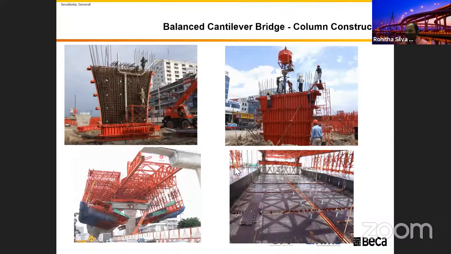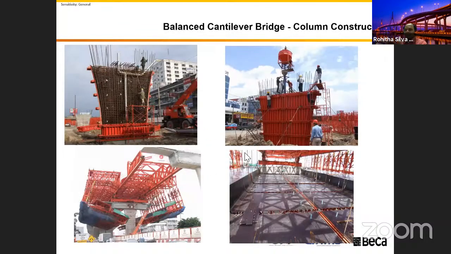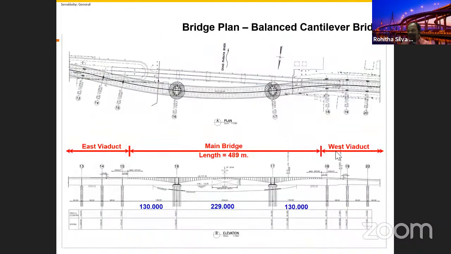I'm not sure whether I have pictures in here or not. No, I don't have it. This is the construction of the approach viaduct. Then the approach viaduct reaches to the river. The river span is 229. The approach spans are 130 meters, and the total length of this bridge is 489.